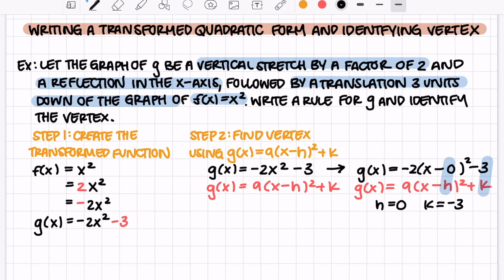And if you know what your h value is and what your k value is, that actually tells you what your vertex is. Because to find out what the vertex of a quadratic function is, all you need is your h value and your k value. If you know what that is, then you know what your vertex is. So our vertex here is (0, -3). And that would be the end of the following answer.